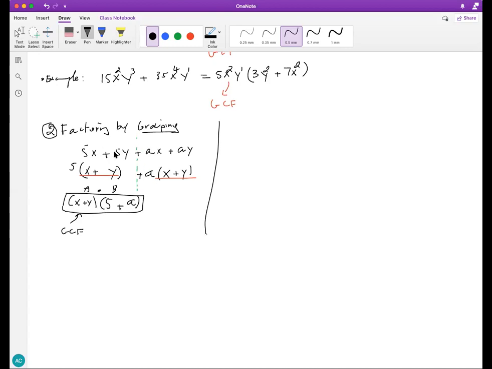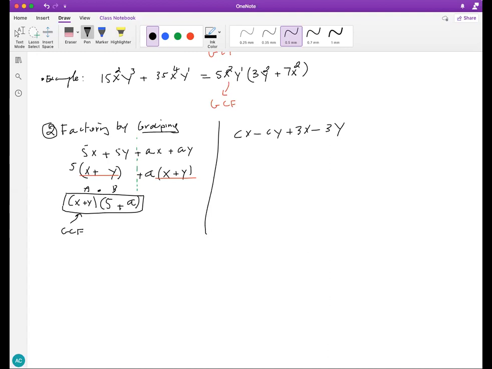Okay, let's do something very close to this. So let's say we have cx minus cy plus 3x minus 3y. You can see here we have 4 terms. Do we have a GCF? Do you see a GCF here? No, we should group them.